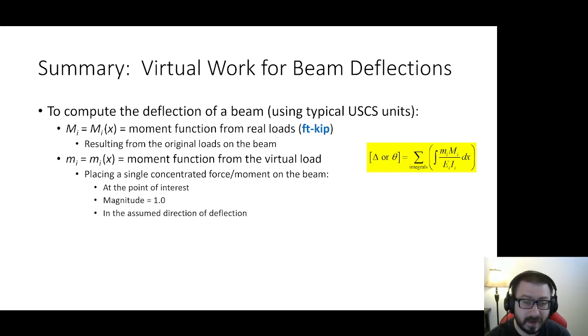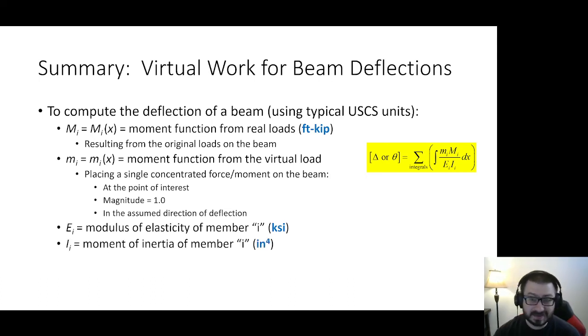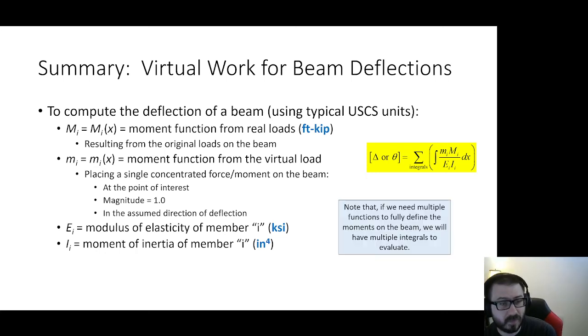Again, the big M comes from the real loads, the original loads on the beam or the frame, and then the little m comes from taking all those loads off and putting a single unit load at the point of interest with a magnitude of 1 in the assumed direction of the deflection. Now, E is your Young's modulus in KSI. I is now showing up. It's the moment of inertia in inches to the fourth. And again, this is what I was saying earlier. If we have multiple functions, we're going to have multiple integrals, but we're going to see how we can deal. The actual integral part is really easy. We'll be able to use some tools to make our lives a little easier on that.